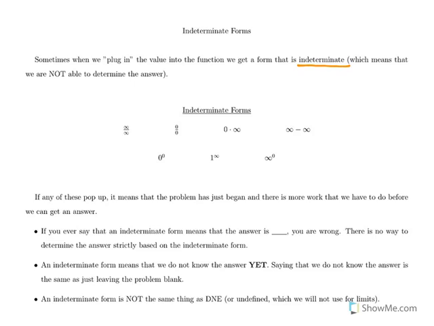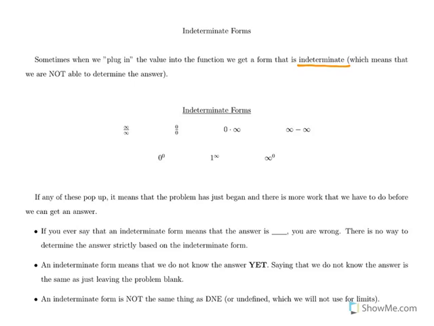We're also going to see some other indeterminate forms: 0 times infinity, infinity minus infinity, 0 to the 0th power, 1 to the infinity power, or infinity to the 0th power. These exponential ones we're going to see less of, but they are still going to pop up here and there. So before I talk about some of these forms in more detail, let's talk about what these forms mean. If you see any of these pop up when you plug in the value, it means that the problem really has just begun. That means that we have more work to do before we get to the answer.